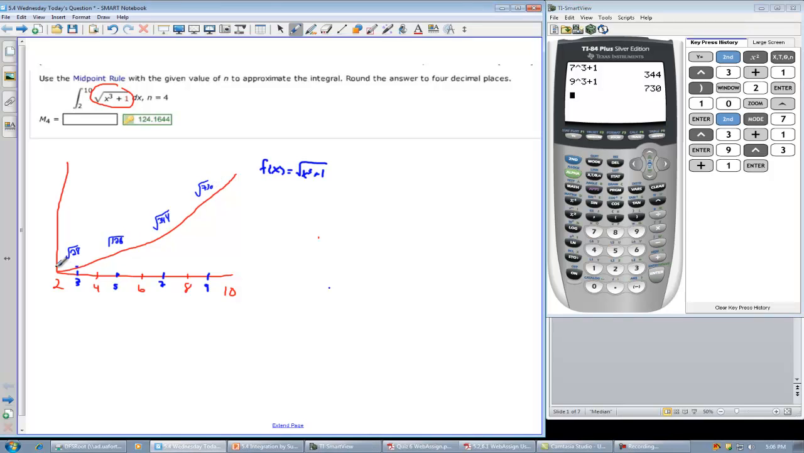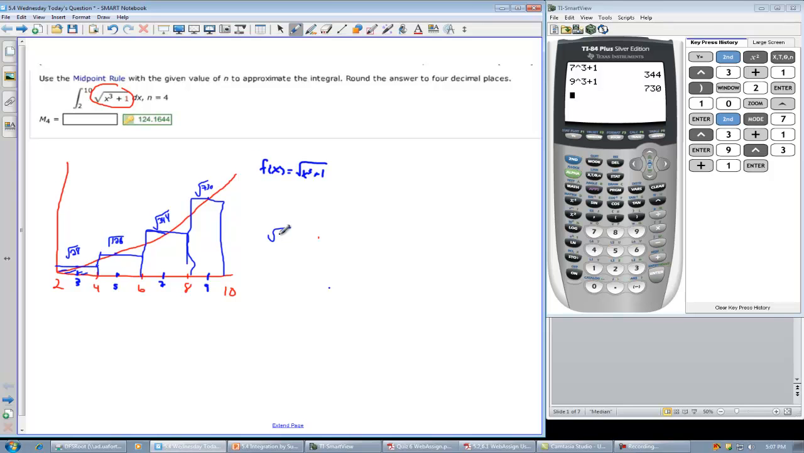Right, this is how I make my rectangles. I use the midpoint here to make my rectangles. So that's not a very good rectangle, but you get the idea. And the midpoint here to make my rectangle. And I just have to compute the area of these rectangles. So the area of the first rectangle, I have to find the area of this.